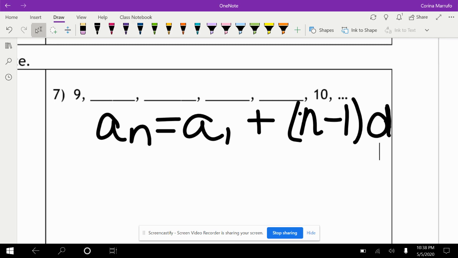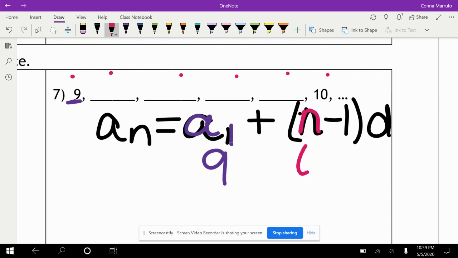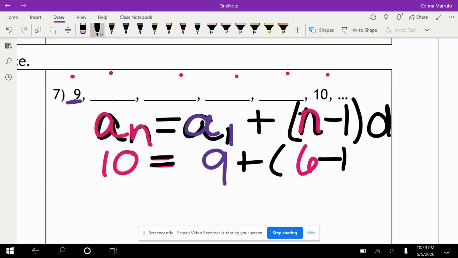Okay. So we're going to plug in what we know. We know the first number is 9, so for a sub 1, I'm going to put 9. Now, we know the sixth term, 1, 2, 3, 4, 5, 6. So instead of n, that is the sixth term, and we know the sixth term is equal to 10. All right, so 10 equals 9 plus 6 minus 1.